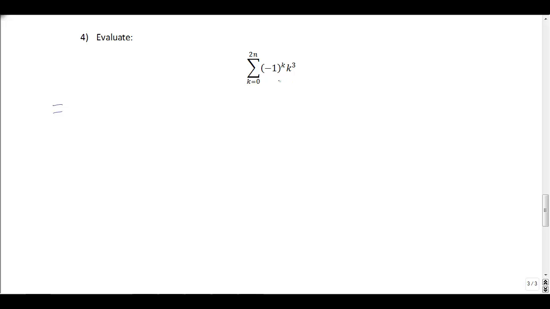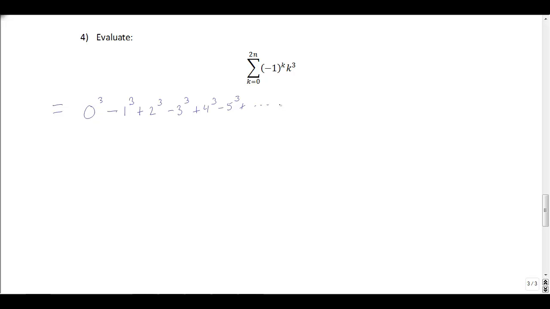But I'm going to split this up into a difference, or a sum of differences. So let's just write this out. Plug in k equals 0, you get 0 cubed. Note, negative 1 to the 0 is 1, so that's positive. When I do k equals 1, negative 1 to the 1 is negative 1 to an odd power, that's a negative, so I'll get a minus 1 cubed. And plug in k equals 2, I'll get a plus 2 cubed, minus 3 cubed, plus 4 cubed, minus 5 cubed.